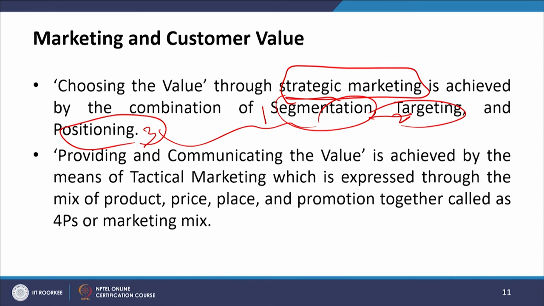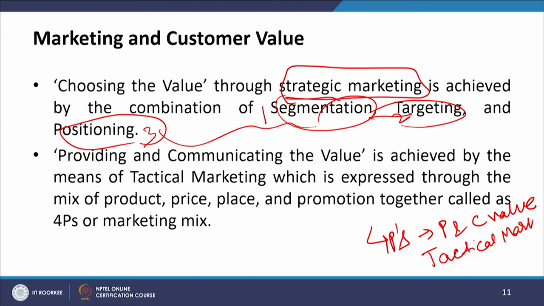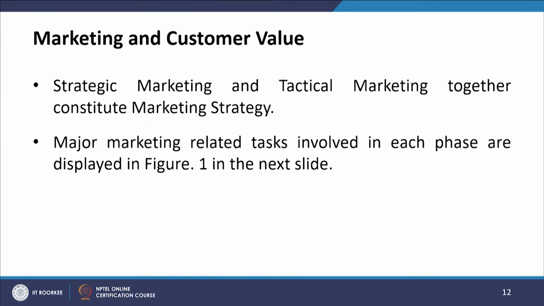Providing and communicating the value is achieved by the means of tactical marketing, which is expressed through the mix of product, price, place, and promotion, together called the 4 P's or the marketing mix. So, these 4 P's are providing and communicating value, and they are tactical marketing, while STP is choosing value, and this is strategic marketing. Strategic marketing and tactical marketing, when they come together, constitute marketing strategy.